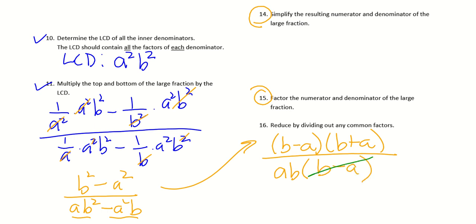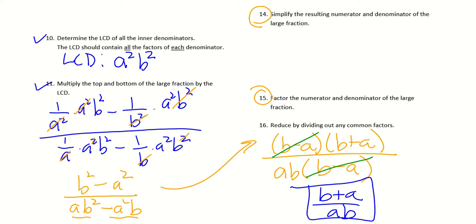B minus a is now a common factor between the top and the bottom. I divide that out, and that leaves me with the fraction b plus a over ab. There are no more common factors, and that's our final answer. Okay. So as long as you follow the steps, no problem. Let's try one more.